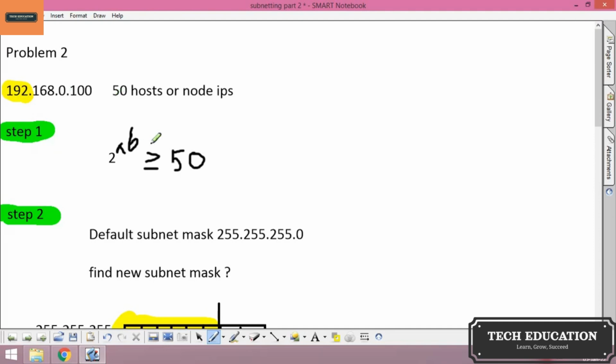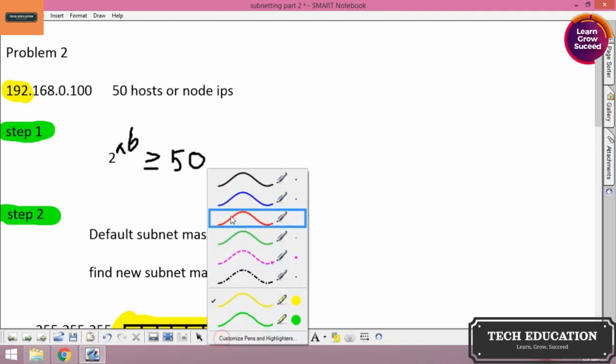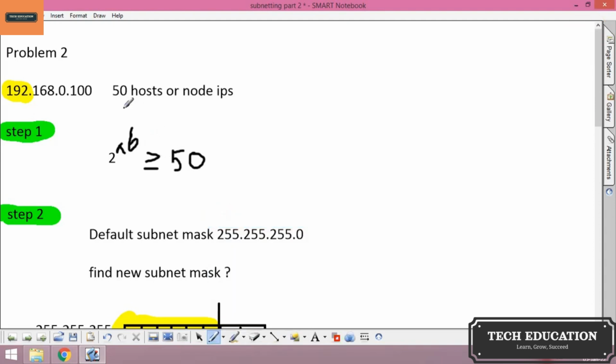So now step 1, find the increment value. The increment value: 50 is greater than 6, meaning 64 is greater than or equal to 50. So this increment value must be greater than our requirement, not less than. Greater than only is the right way.